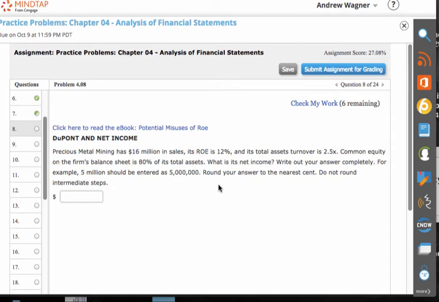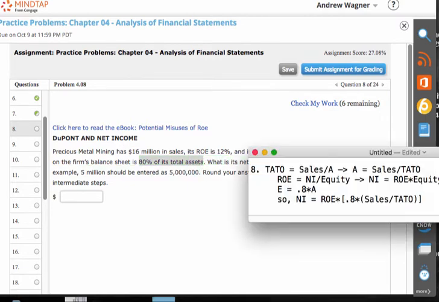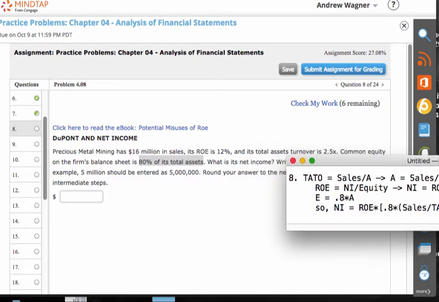Net income. We're given total sales is 16 million, return on equity 12%, total asset turnover is 2.5, and common equity is 80% of total assets, that's given. And we want net income. So we know that total asset turnover is sales over assets. If we rearrange that equation, we get total assets as sales over total asset turnover. So we'll do that to get total assets.